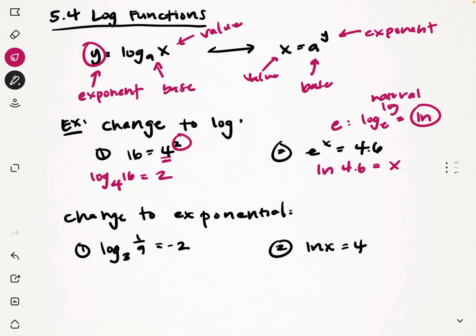Okay, on the next one, it's in log form. So log base 3 of 1/9 equals -2. It's asking us to change to exponential. So we start with our base. Our base is 3. Our exponent is -2. Our value is 1/9. Okay, just like we did above, we know that ln is base e. So for number 2, we're going to say e to the exponent. Our exponent is 4. And then that's going to be equal to our value, which is x.